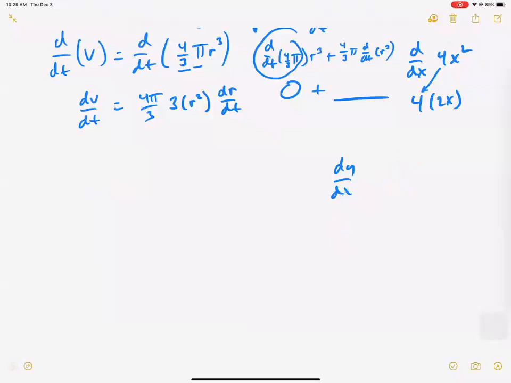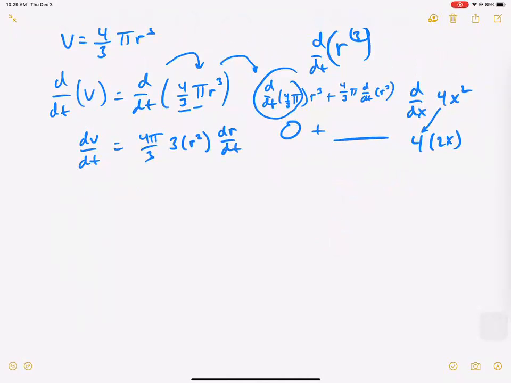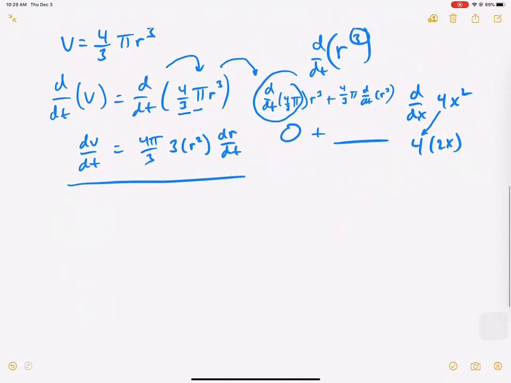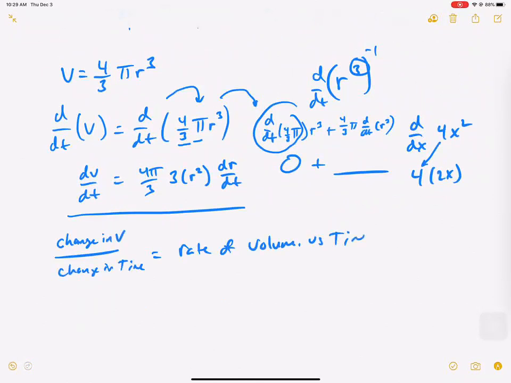Okay, so we're choosing to use dt because we want to make this based on time. That's our derivative. Now, what does this mean? dV over dt says change in volume over change in time, right? Which is the rate of volume versus time. This means how much volume is changing over time.